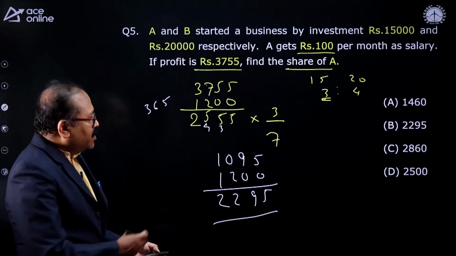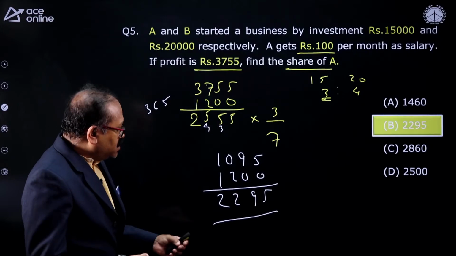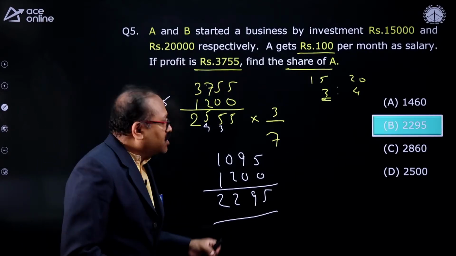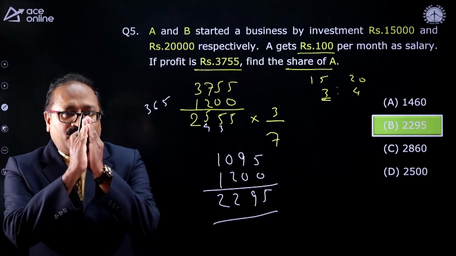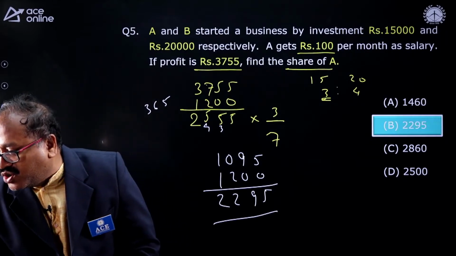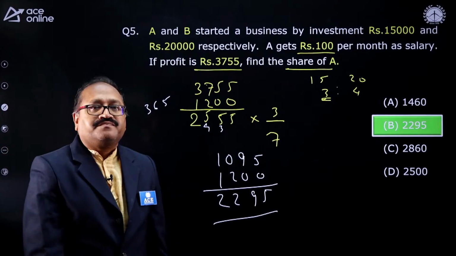So what is the answer? The answer is 2295. That's option B.